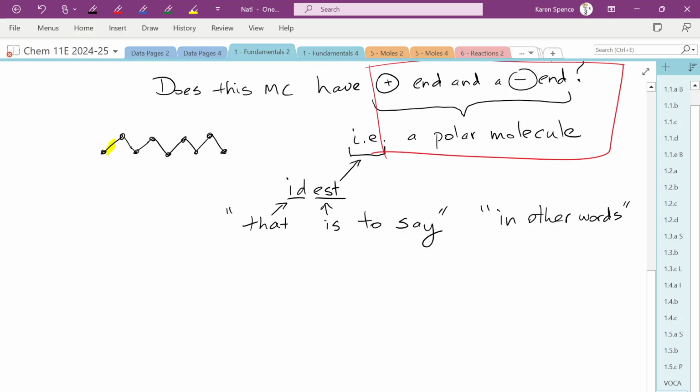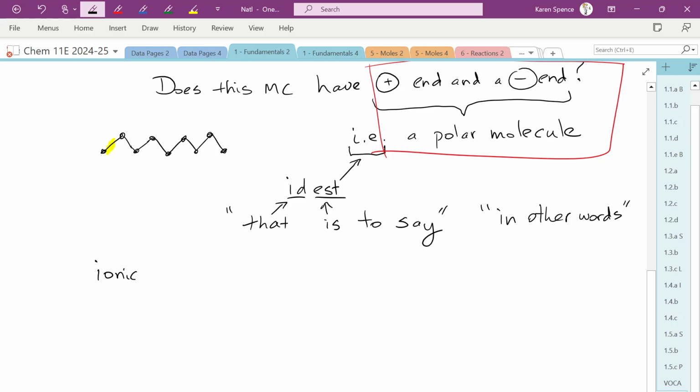So let's take a look then at our ionic compound, salt. And what do we call this structure?